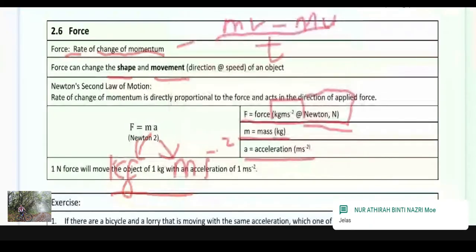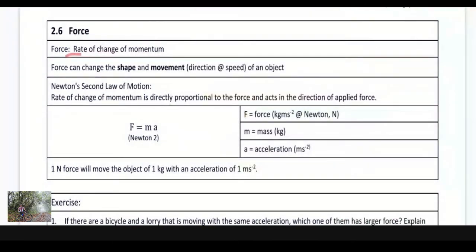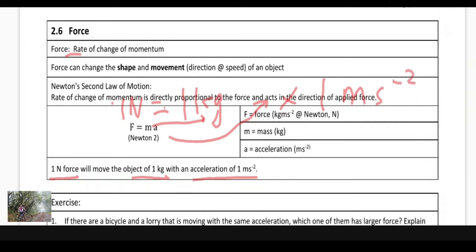So when you look at here, how do you get 1 newton? A force of 1 newton will move an object of 1 kg with an acceleration of 1 meter per second squared. So when the mass is 1 kg, the acceleration is 1 meter per second squared. So this is how you get the force.